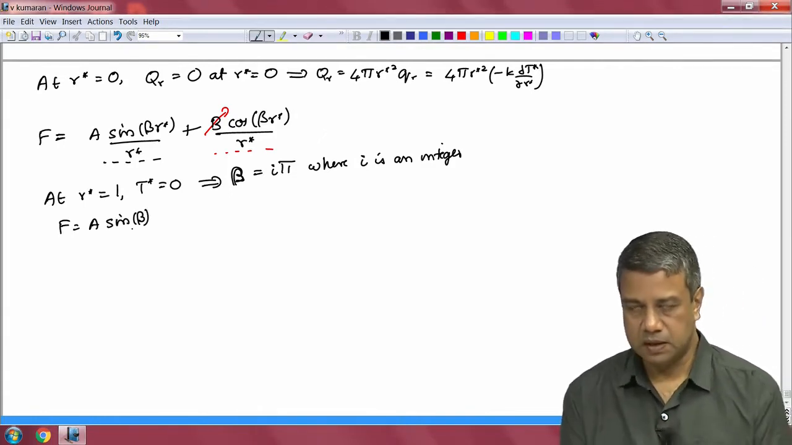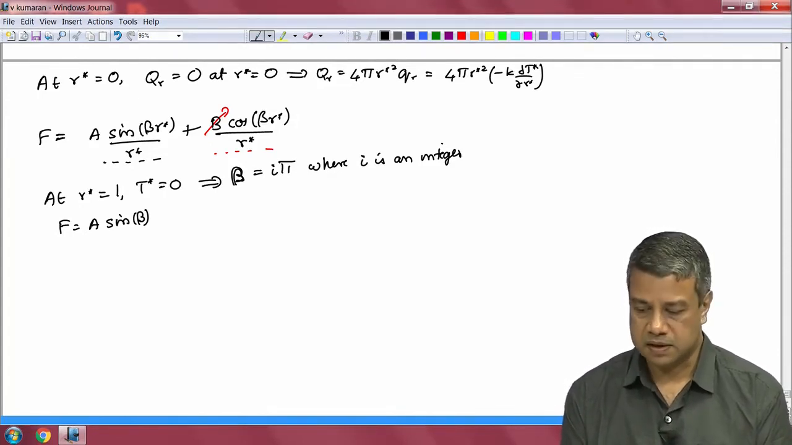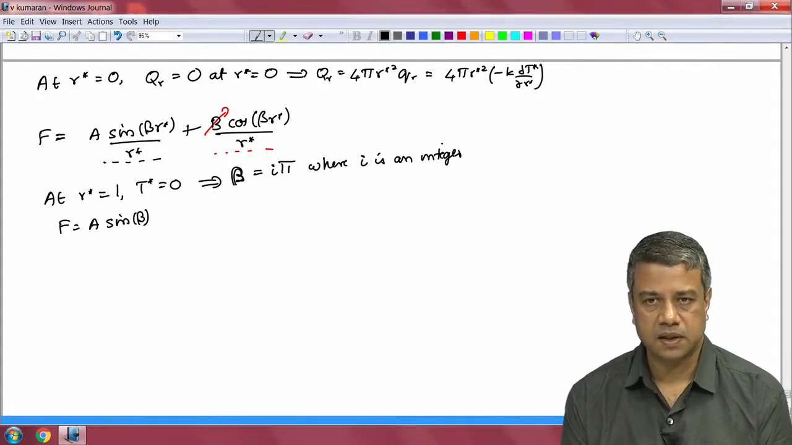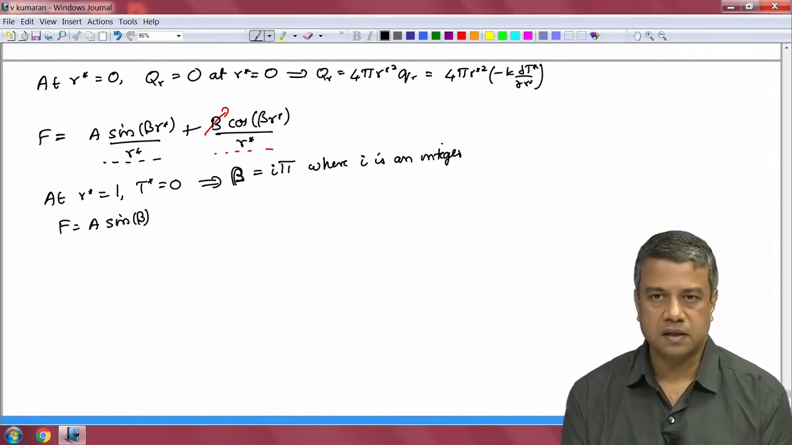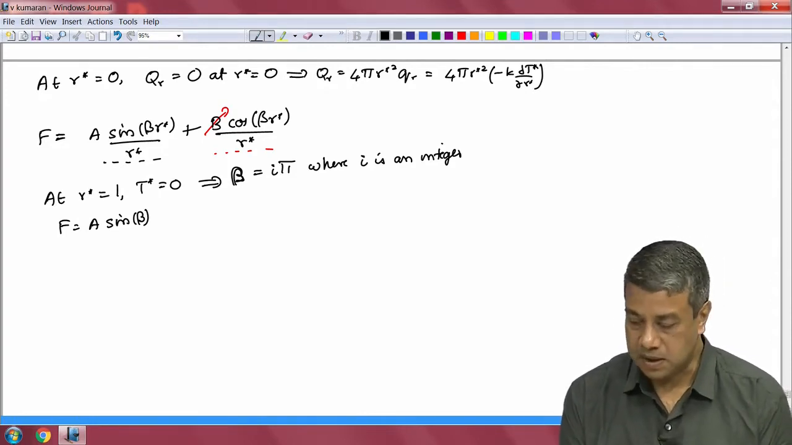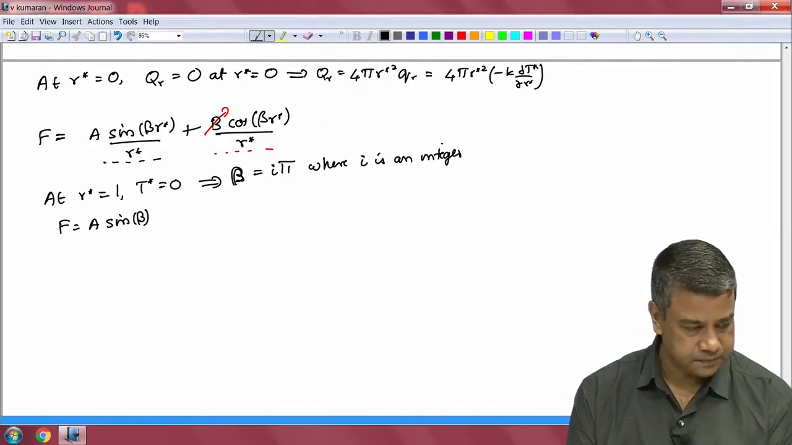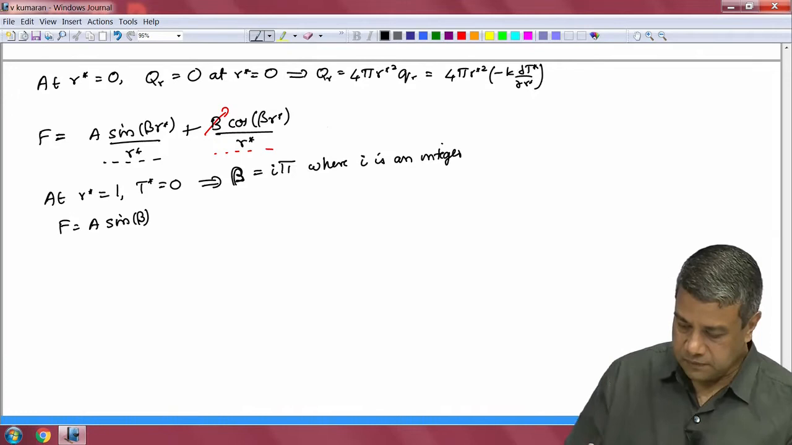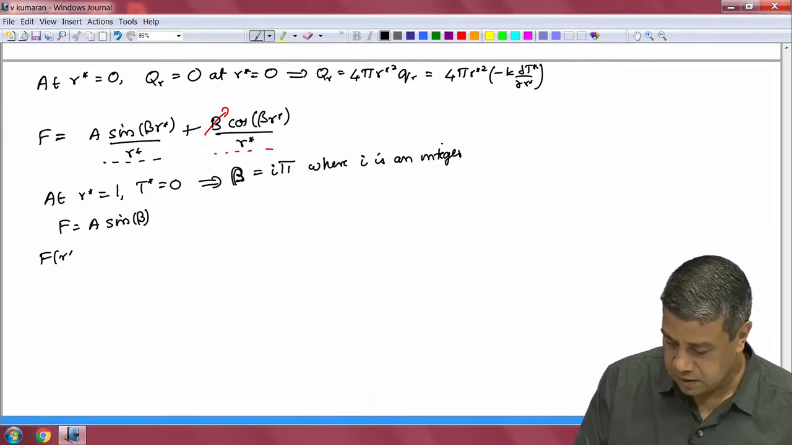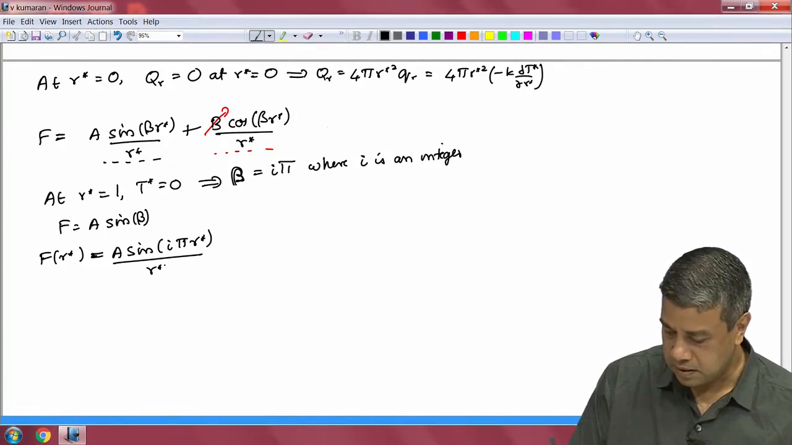And the sine function is 0 only at pi, 2 pi, 3 pi, etc. Therefore, sine of beta is 0 implies that beta is equal to I times pi, where I is an integer. So, that the sine function is equal to 0. Therefore, finally, we get for f of r is equal to A sine of I pi r by r star.